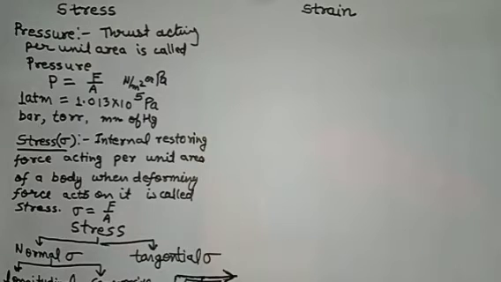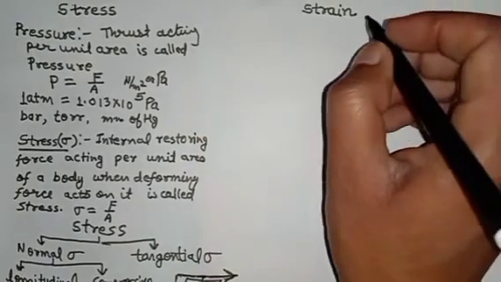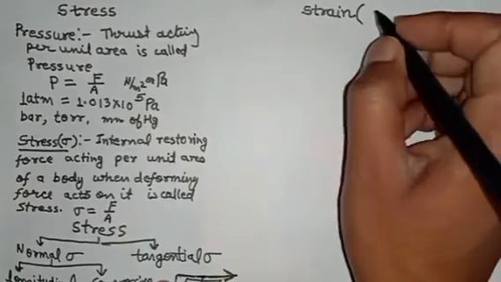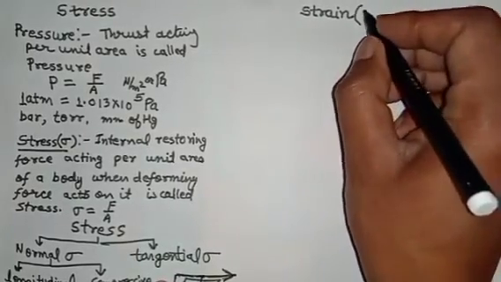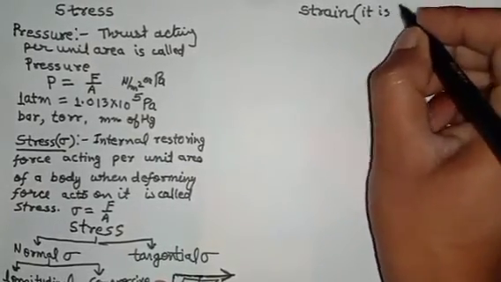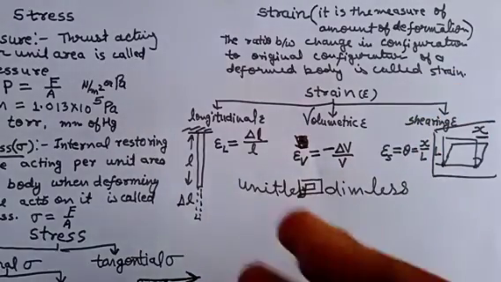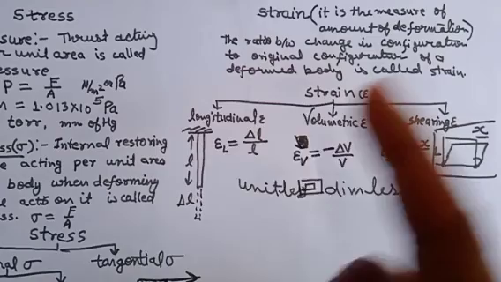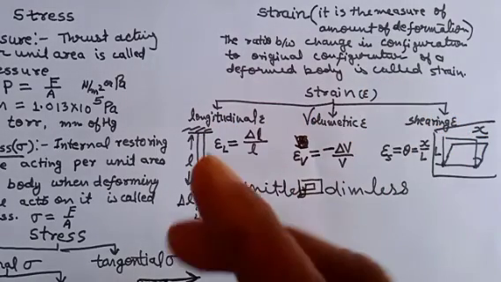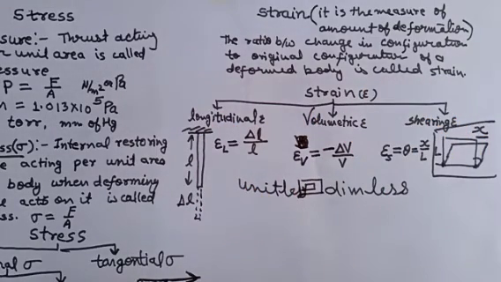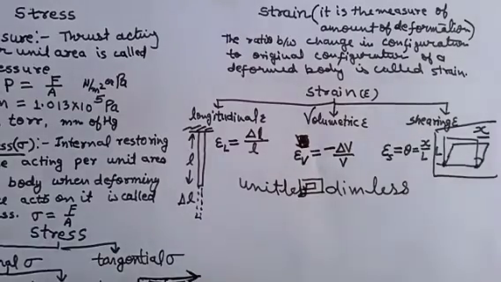So next is strain. What is strain? It is the measure of the amount of deformation. How? The ratio between the change in configuration and the original configuration of a deformed body is called strain. So there can be three types of deformation: first, longitudinal strain, then volumetric, then shearing.